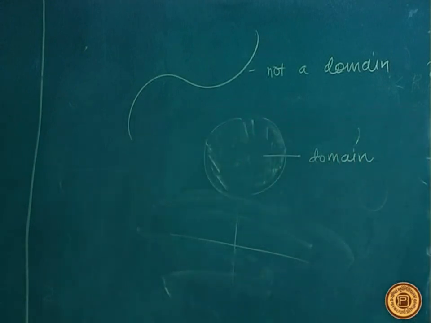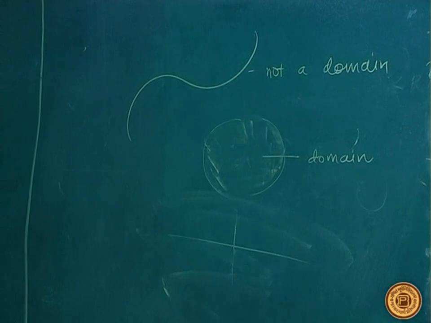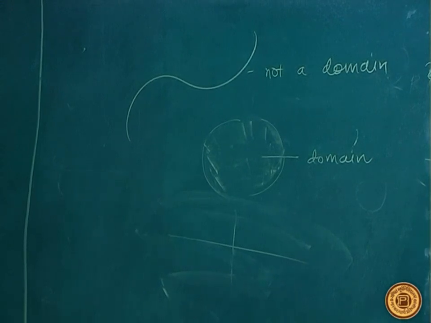Now before we come to the definition of analytic functions, let us see proposition 6.1, which states an important property of the domain. Can you see proposition 6.1, which states that in a domain D, any two points can be joined by a polygonal path, that is a path consisting of finitely many line segments.